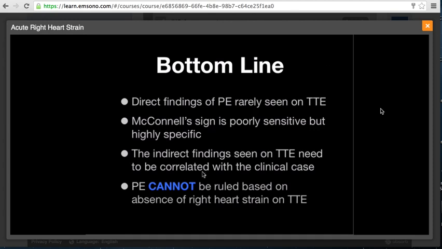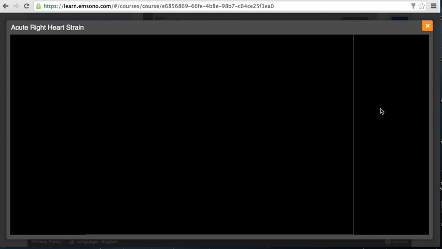And lastly, remember, pulmonary embolism cannot, and I emphasize that, cannot be ruled out based on the absence of right heart strain on transthoracic echo. This now concludes the acute right heart strain lecture.